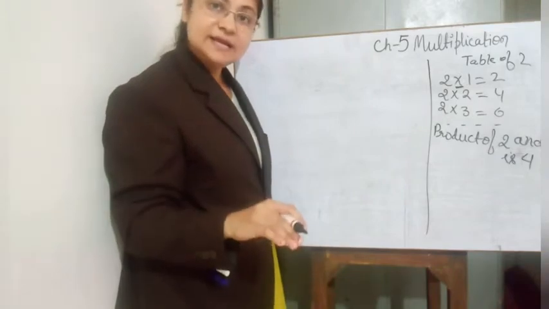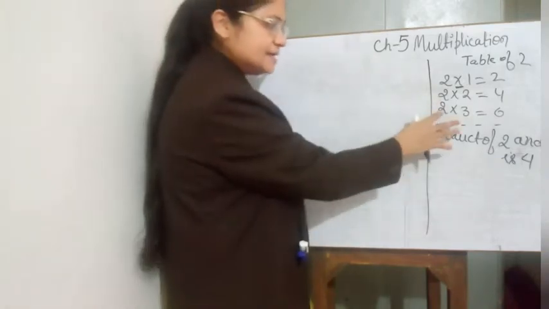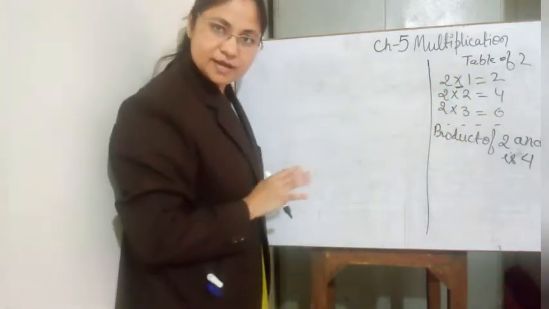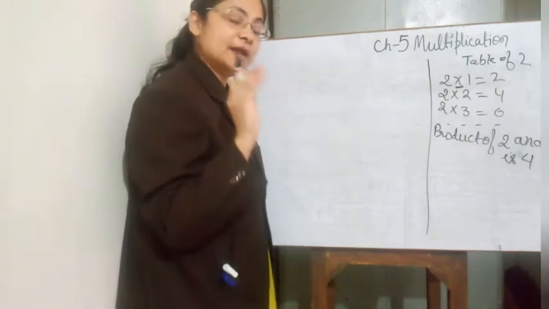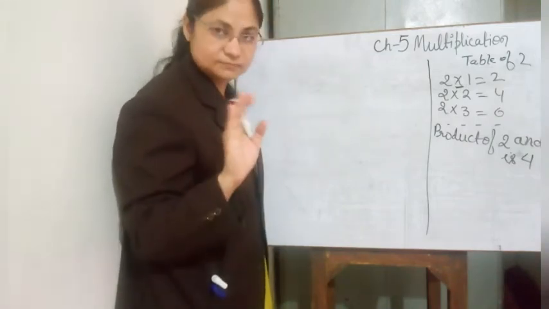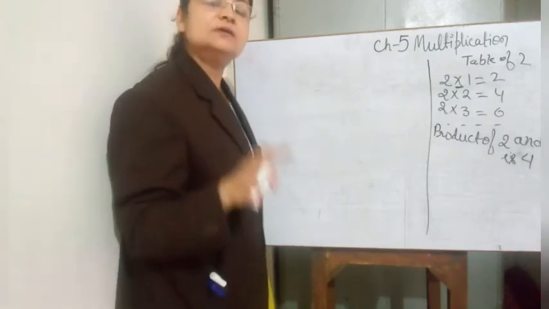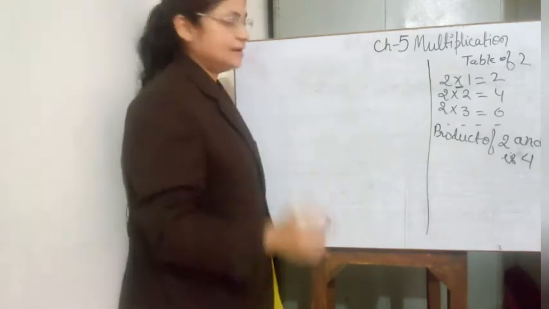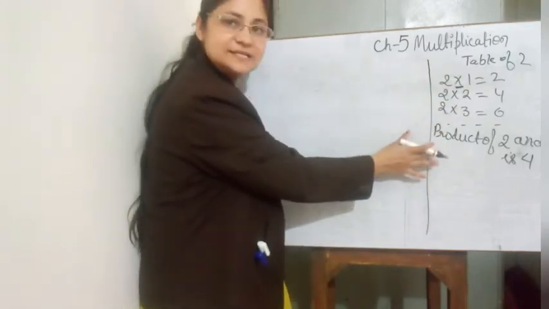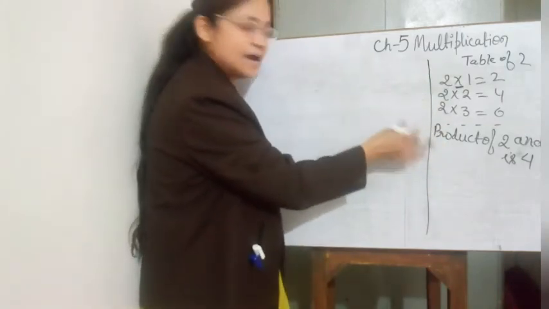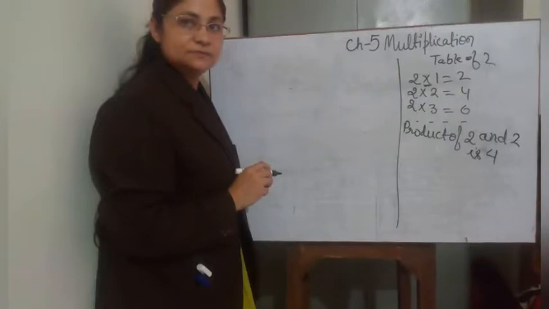Or we can say 6, if I am just writing 2 3s are 6, or I am just writing 3 2s are 6. So we can say 6 is the product of 2 and 3, or 3 and 2. So this thing, I hope it is clear to you.